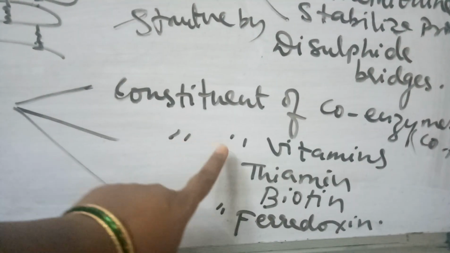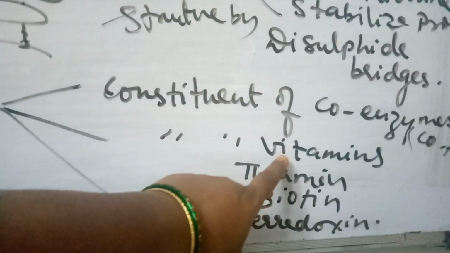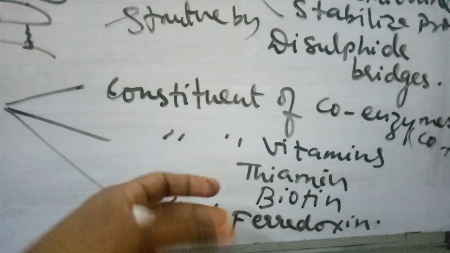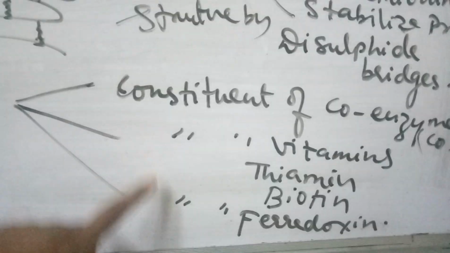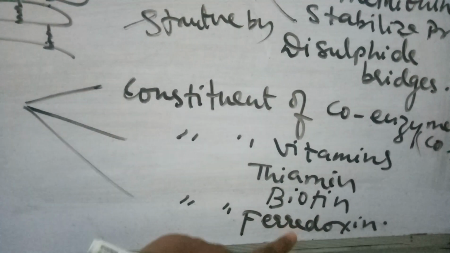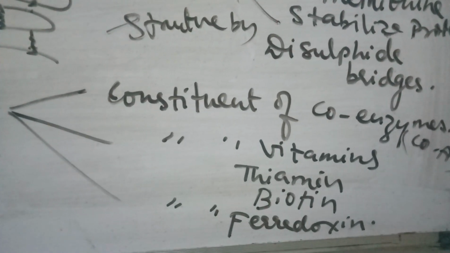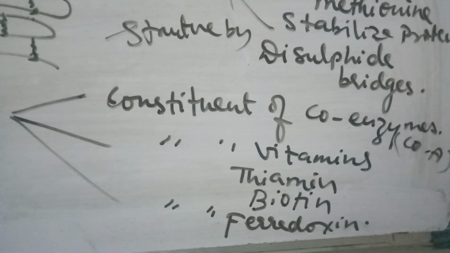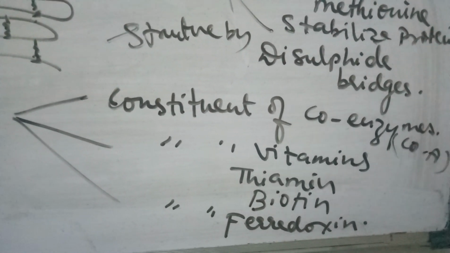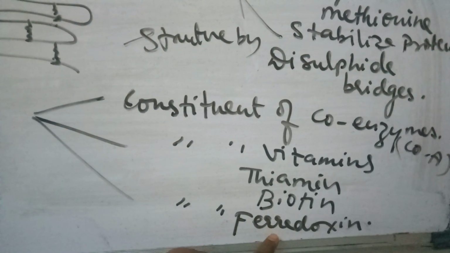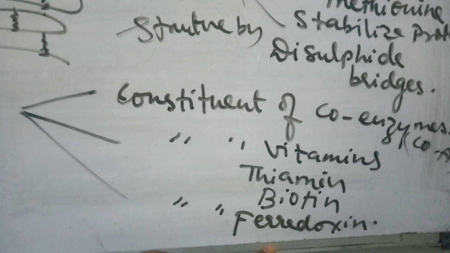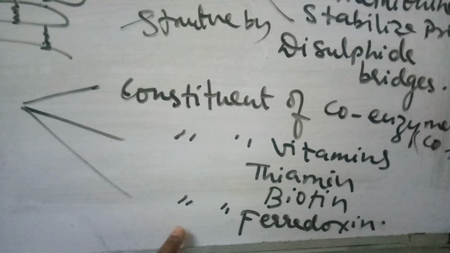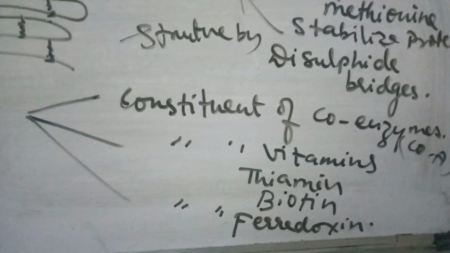Sulfur is an important constituent of some vitamins, especially thiamine, biotin, etc. Sulfur is also a constituent of ferredoxin. It is an electron carrier which will be coming for you in electron transport systems in photosynthesis and respiration. So ferredoxin is an electron carrier, which means sulfur is a constituent of ferredoxin.